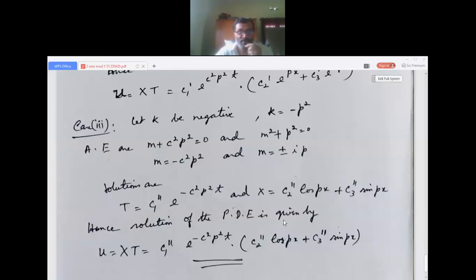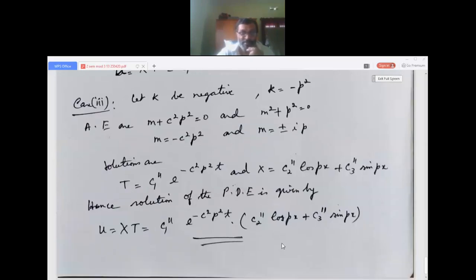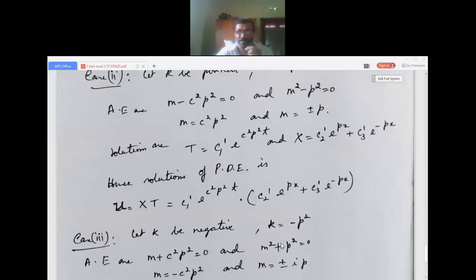Hence, the solution of the PDE is given by u equals XT. I can write the X value or the T value first, anything: c1 double dash e power minus c squared p squared t into X, where X is c2 double dash cos px plus c3 double dash sin px. So here we have derived the wave equation and its solution also.